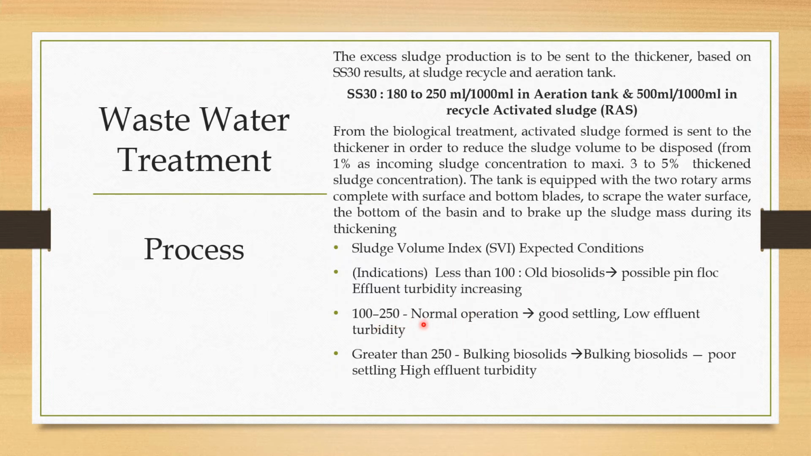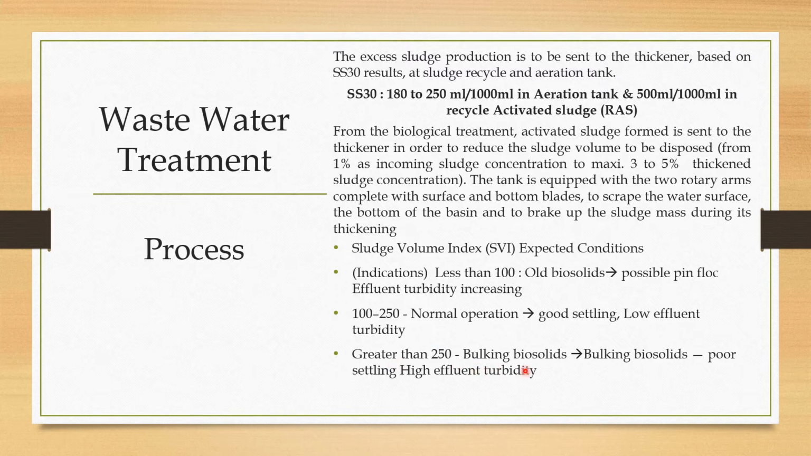It is 100 to 250. Normally 180 to 250 means normal operation. Settling is good and perfect. Effluent turbidity is low, that is, effluent turbidity is reduced and TSS is reduced, so the plant is running in good condition with efficiency.